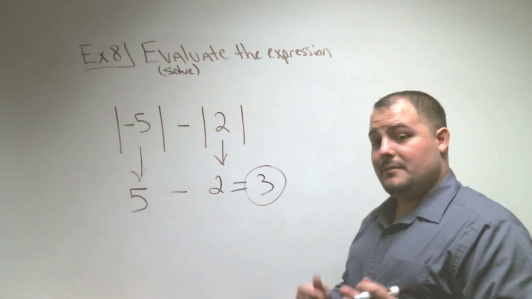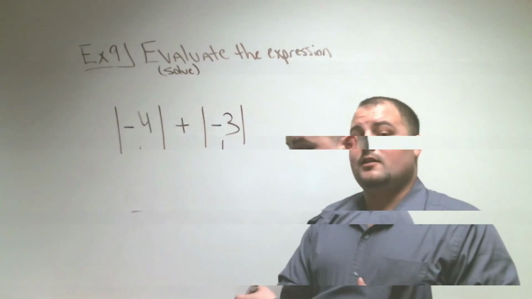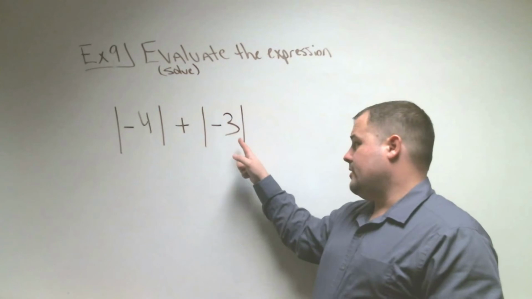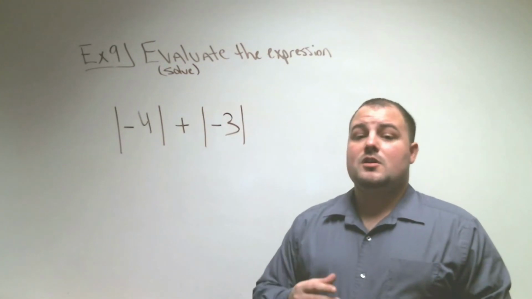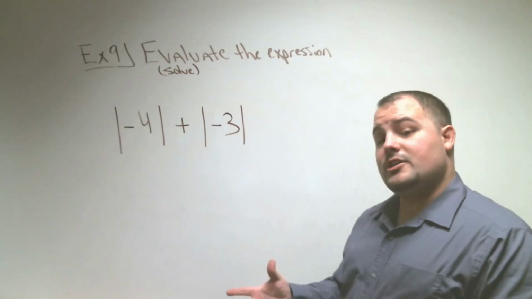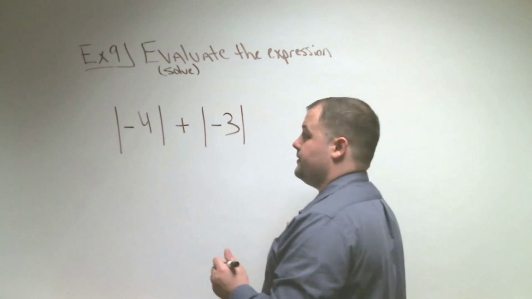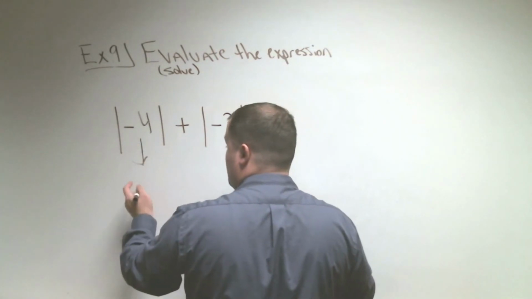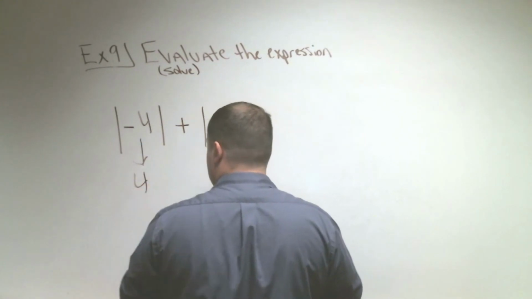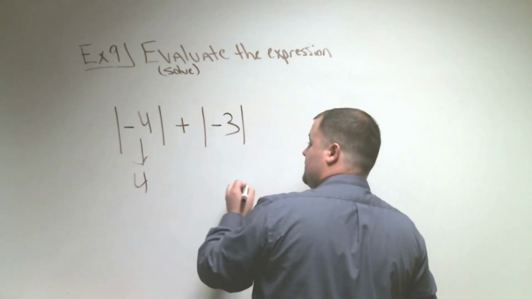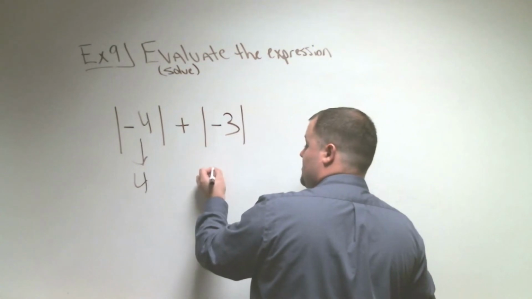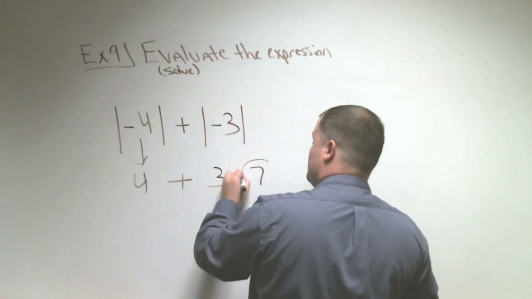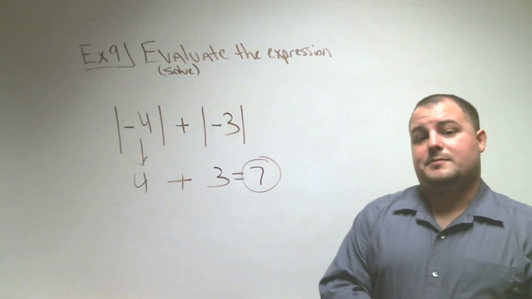Let's do one more problem, and you guys are done for the day. For our final example, we're going to be solving the absolute value of -4 plus the absolute value of -3. So, all we got to do is change the absolute values to their regular integers. The absolute value of -4, how far is -4 from 0? Well, it's 4 spaces. The absolute value of -3, how far away is -3 from 0? It's 3 spaces. And 4 plus 3 is equal to 7, and that's my answer to this problem.